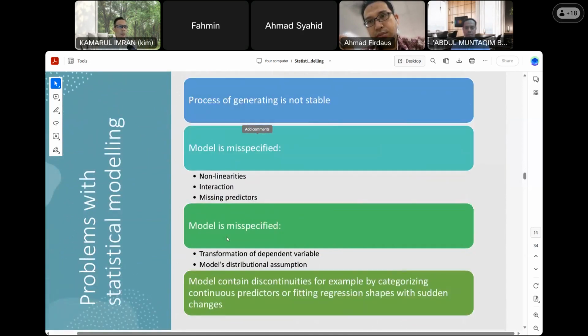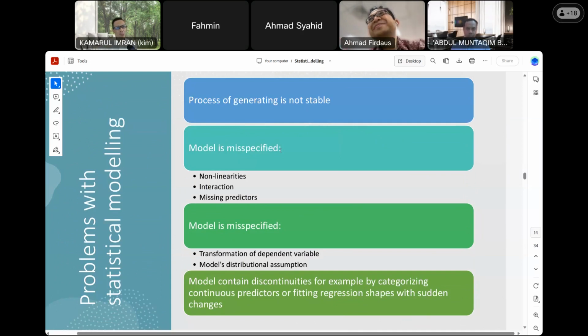Okay, problems with statistical modeling. Kenapa ada add comment dekat sini? Okay, tak ada. Problems with statistical modeling. Process of generating is not stable. Apa maksud dia? Tak faham juga. Tak apalah.